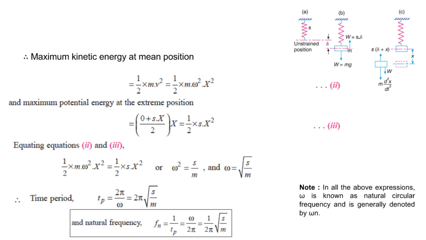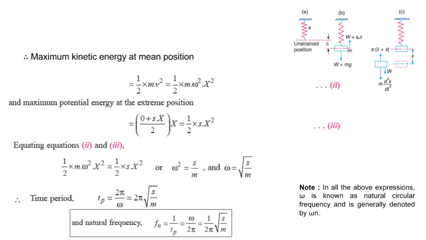Maximum potential energy at extreme position, again you have to find by the formula mean force into displacement. Mean force will be 0 plus s into X divided by 2, into capital X. We will get 1 half s into capital X square. Call it equation number 3.